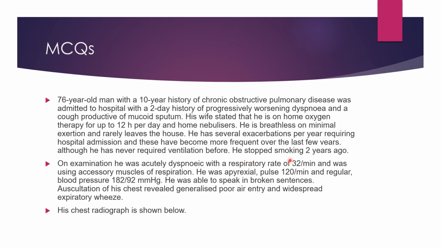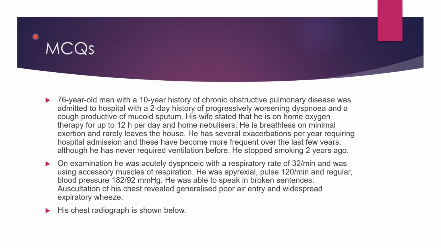And he stopped smoking 2 years ago. The respiratory rate is 32. Accessory muscles of respiration are being used. Pulse is 120. There is tachycardia and there is high blood pressure. The patient is able to speak in broken sentences. Auscultation of the chest revealed generalized poor air entry and expiratory wheeze.